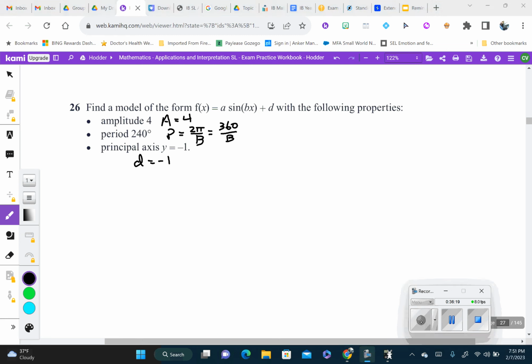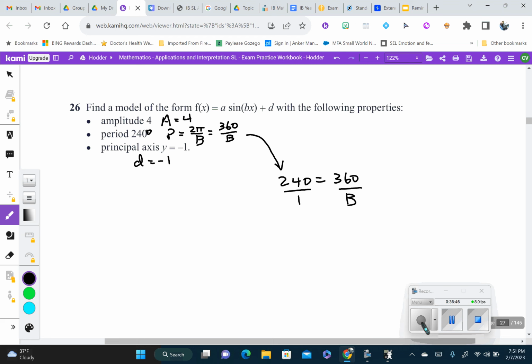So now we're going to put everything together. They told us that the period is 240. This is the only one that we have to do a little bit of work in. So 240 is equal to, we're not working with radians, we actually are working with degrees, so you're going to use this part of the formula, 360 over b. We want to find out what b is.